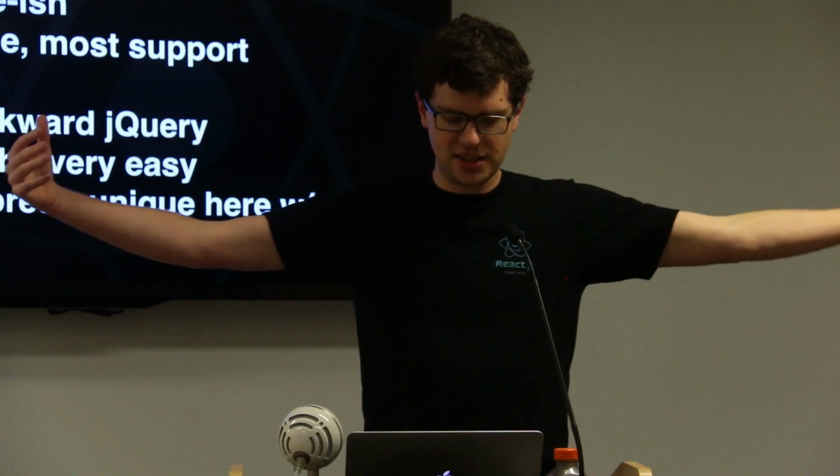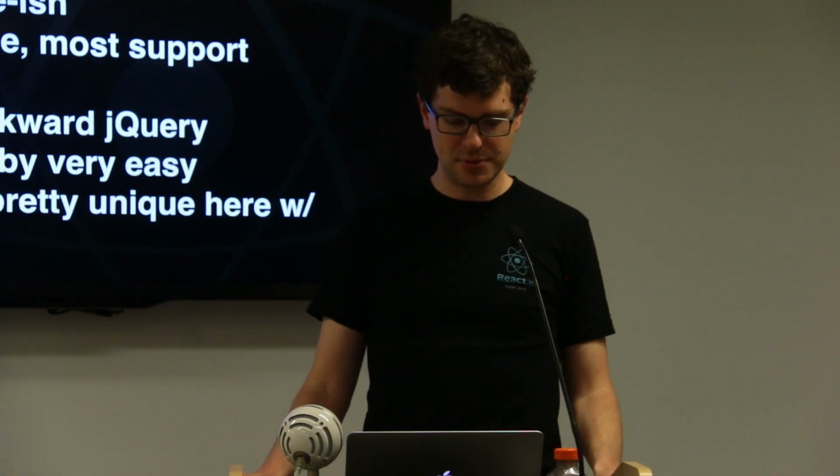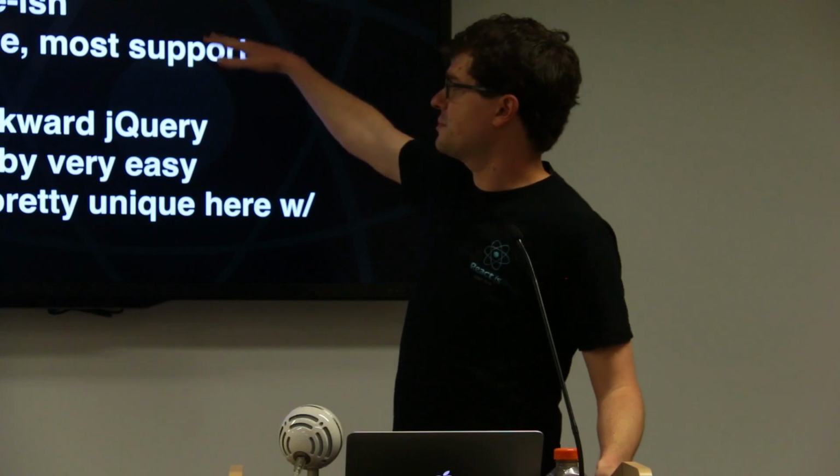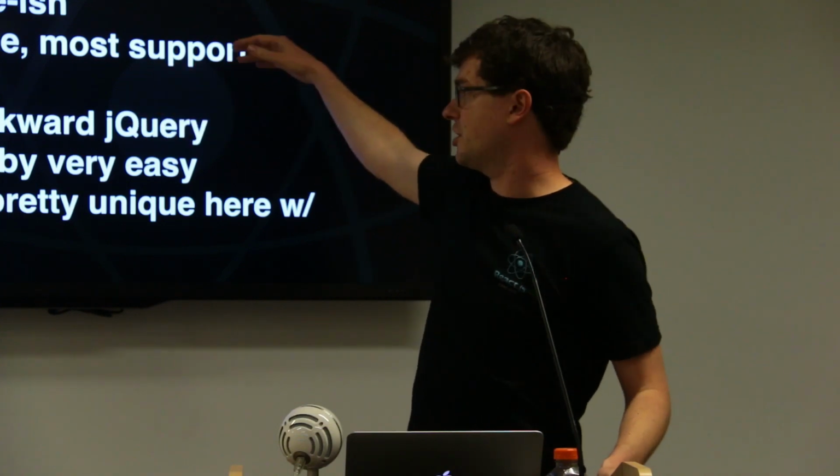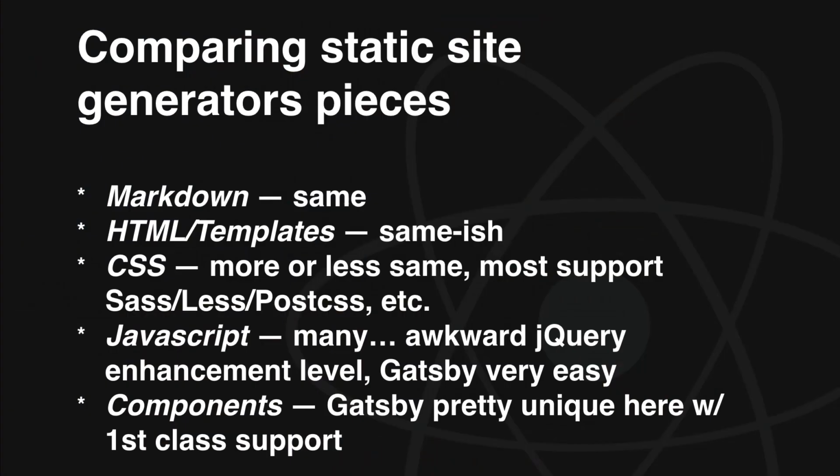So if we're looking at static site generators in a very broad sense and comparing them to Gatsby, these are different pieces that make up a static site generator. Almost everyone supports Markdown out of the box, and so everyone does pretty much the same thing. You have Markdown and it turns into HTML. There's nothing special there. Same with HTML templates. At the end of the day, they all generate HTML. It's the same. CSS, most static site generators have pretty good support for CSS, so nothing special about Gatsby there.